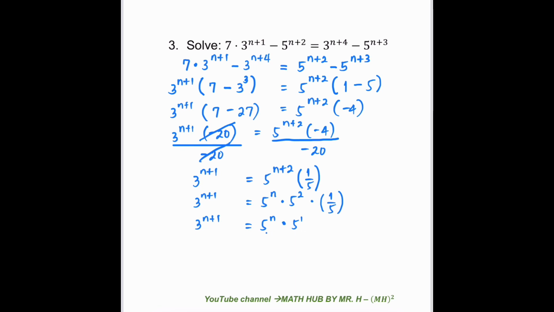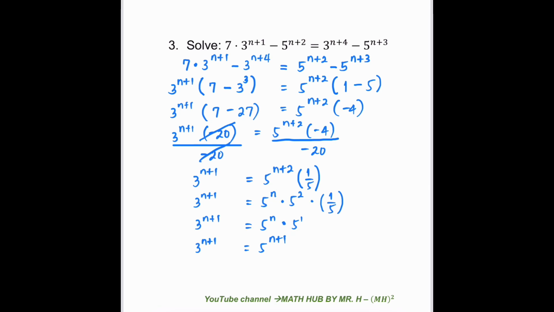And we can put this back together again. Rewrite it as a single exponential expression. So 3 to the power of n plus 1 will be equal to 5 to the power of n plus 1. So from here you can see they have different bases. This one has a base of 3, this one has a base of 5, but then again, you can see that their exponents are the same. And we're going to go back to one of the rules that we have earlier.